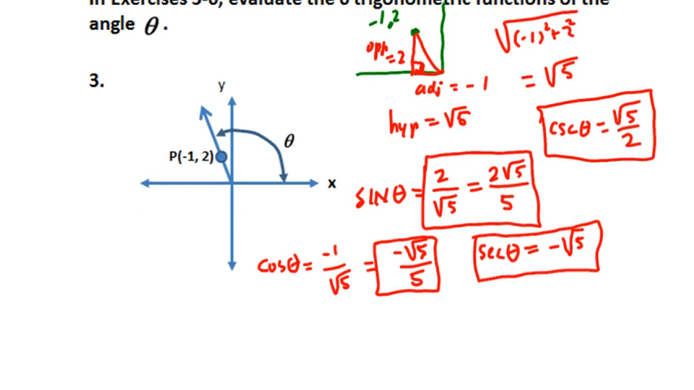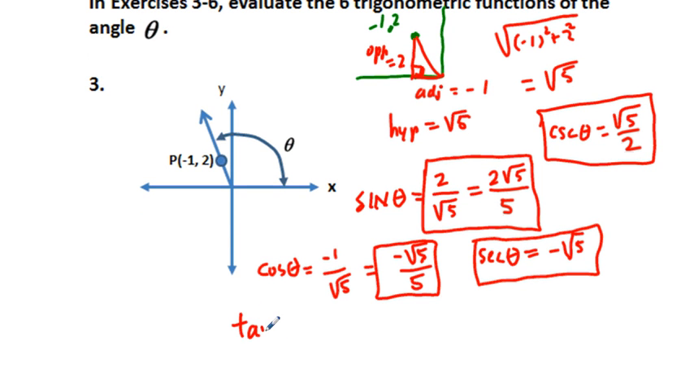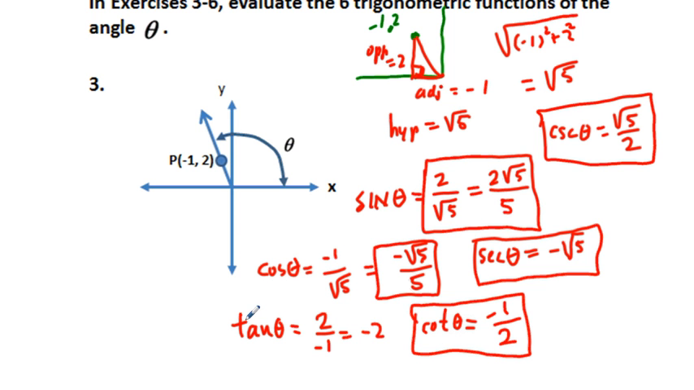And the last thing we're going to look at is tangent. Okay, tangent theta is going to be opposite, and our opposite is going to be this 2 over -1, which equals -2, and the cotangent theta equals, instead of 2 over -1, we have -1 over 2. So that would be our answer to problem number 3.